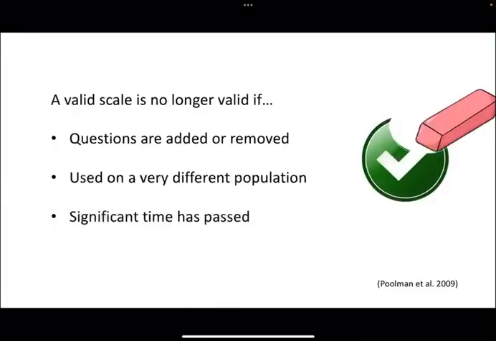So basically, if someone has a valid scale and they alter it in some way by adding or removing questions, or using it on some population that wasn't the population they used to validate it, or if it's just been decades and decades since they developed the scale, all of those things can invalidate the scale. Because when a scale is validated, it's been validated with a very specific combination of questions. It's meant to be used on a specific population, and the cultural understanding of these questions might change over time basically, and all of a sudden your scale is invalidated.